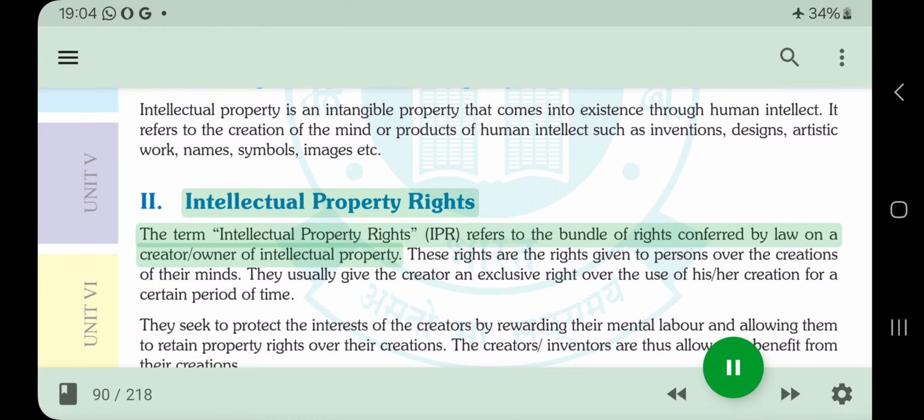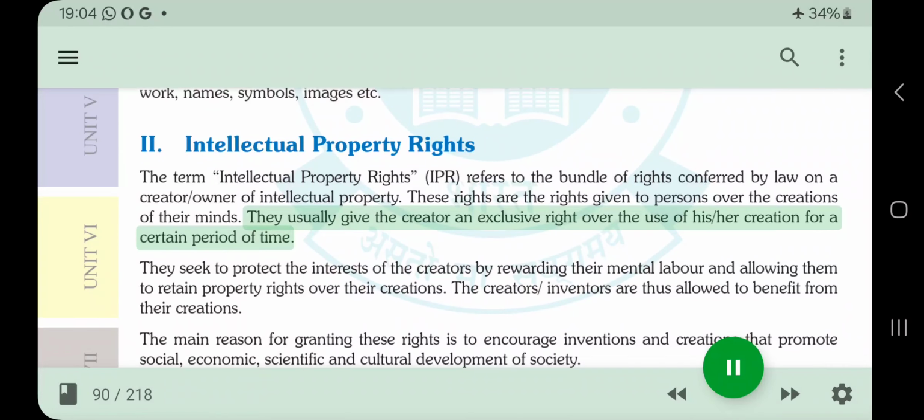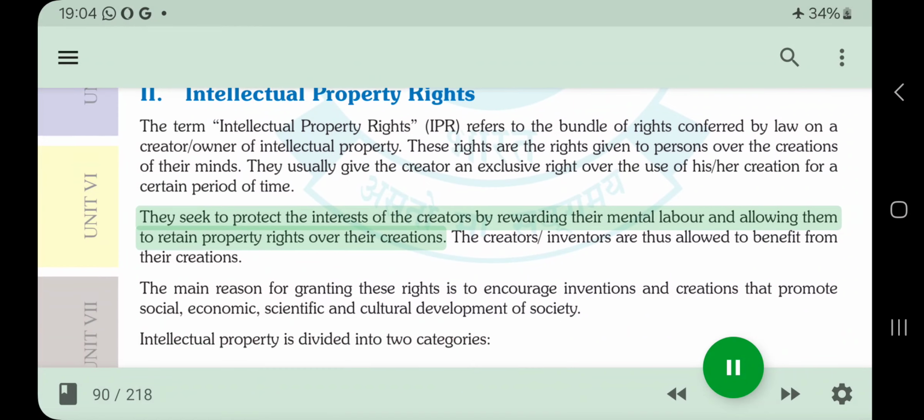2. Intellectual property rights. The term intellectual property rights, IPR, refers to the bundle of rights conferred by law on a creator, owner of intellectual property. These rights are the rights given to persons over the creations of their minds. They usually give the creator an exclusive right over the use of his, her creation for a certain period of time. They seek to protect the interests of the creators by rewarding their mental labor and allowing them to retain property rights over their creations.